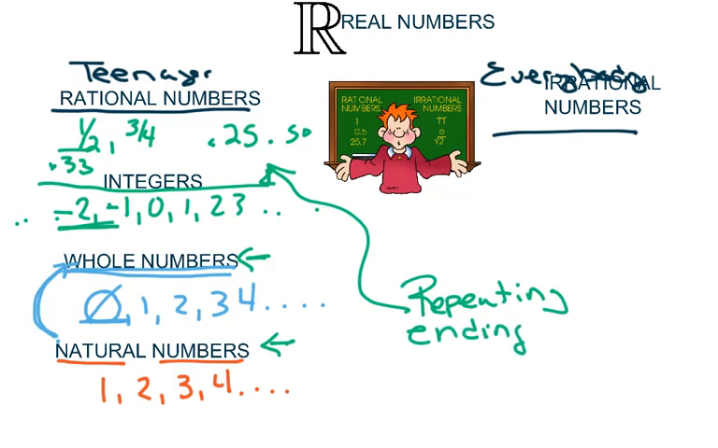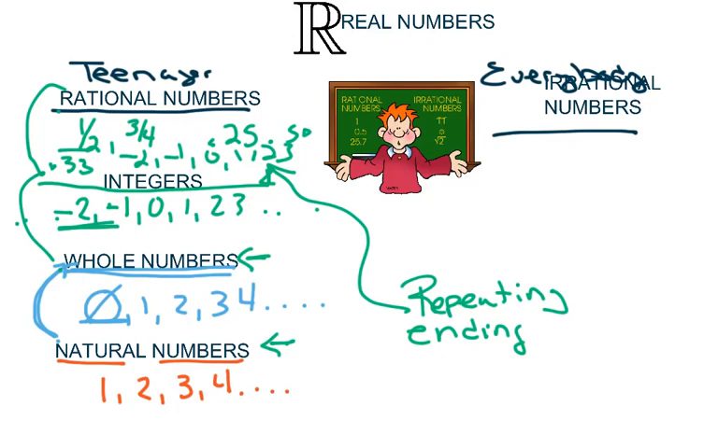Now, all of these, let me say, the rational numbers also include your integers, and they also include your whole numbers. So it's also your -2, -1, 0, 1, 2, 3.